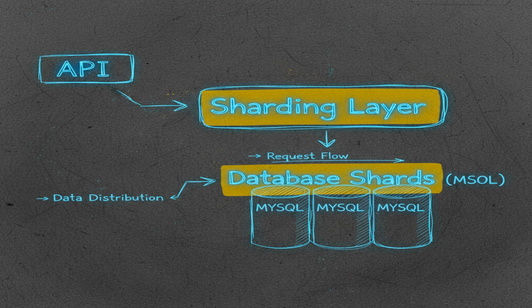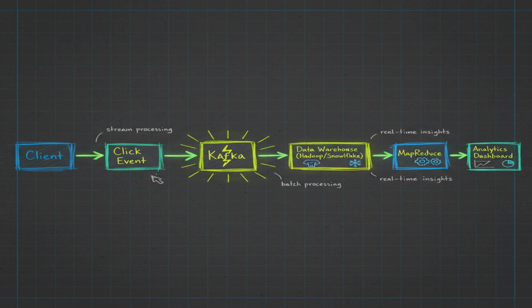Scaling the write path requires sharding. We'll shard the database based on the Snowflake ID. Consistent hashing ensures even data distribution across shards. When a new URL is shortened, the Snowflake ID determines which shard it's written to. This allows us to horizontally scale the database by adding more shards. Leader election ensures high availability for each shard. This avoids bottlenecks on a single master database.